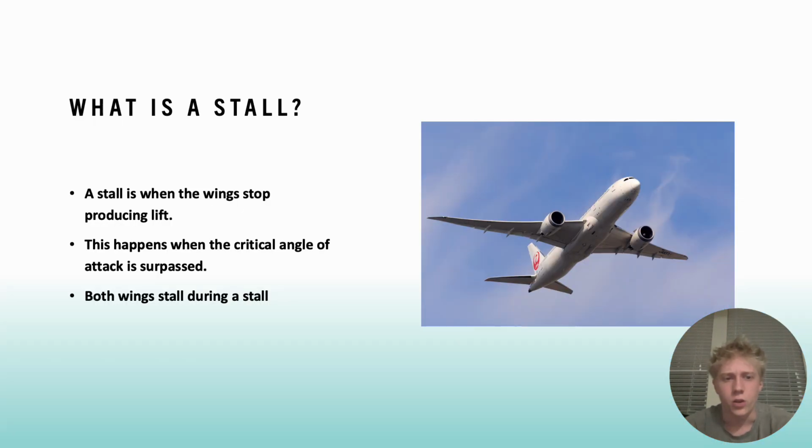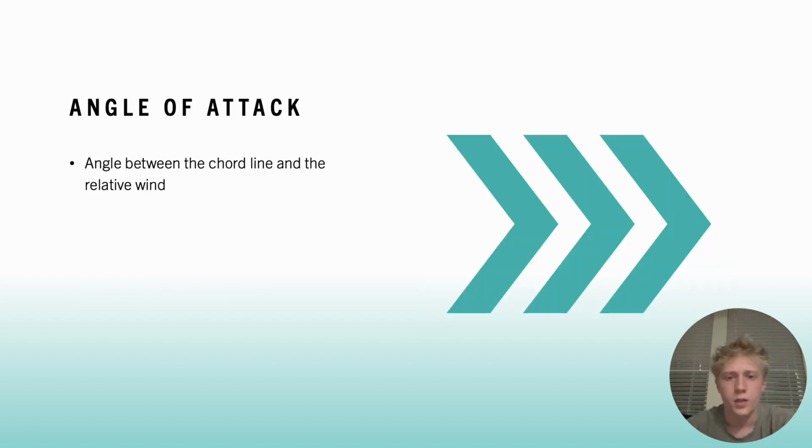So, what is a stall? A stall is when the airplane stops producing lift, and this happens when the critical angle of attack is surpassed or exceeded, and both wings are stalled during a stall. What is the angle of attack? The angle of attack is the angle between the chord line and the relative wind on the airplane.